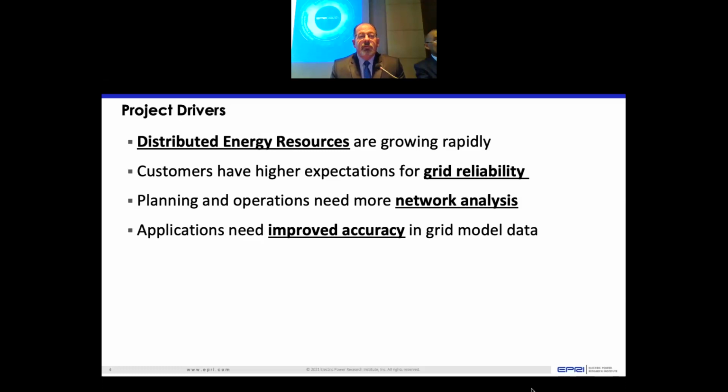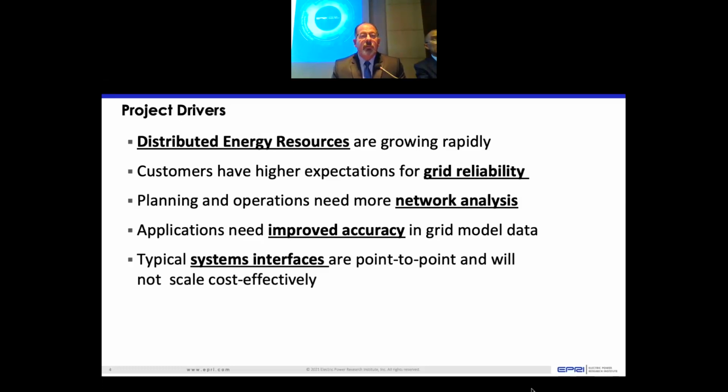Historically, typical system interfaces are built point to point on an as-needed basis. They don't scale cost effectively. And with the industry changes, not only in distributed energy resources, but on the transmission system, we need as an industry to take a step back and develop a holistic architecture, functional architecture, as well as IT architecture to handle the challenges that are coming our way.